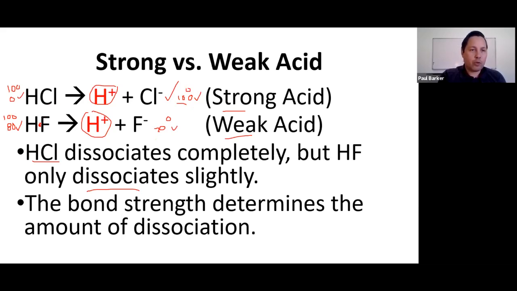And again, why? It has to do with the attraction between the atoms. If the attraction is very strong, they're going to stick to each other, so only a few break apart, versus for HCl, it's going to have a weak attraction, so therefore when we put it in water, they're just all going to break apart, releasing a lot more H plus and making that the strong acid. So the last bullet at the bottom says the bond strength determines the amount of dissociation. A weak bond will break apart and will dissociate a lot, giving a strong acid. A strong bond, those atoms are going to stick to each other, releasing very few H pluses. Therefore, that is a weak acid.